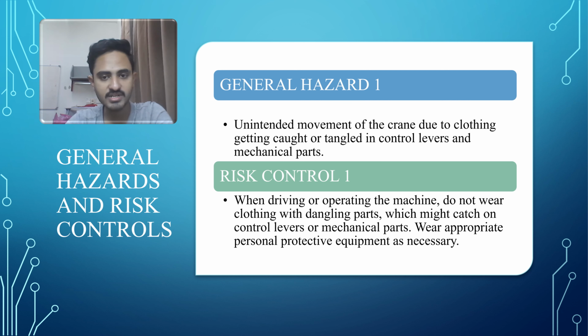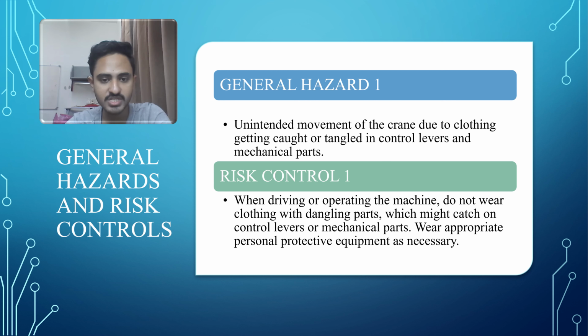The general hazard refers to a hazard which might happen very often, and the first general hazard is unintended movement of the crane due to clothing getting caught or tangled in the control levers and mechanical parts. This scenario might happen if we leave loose clothes or something else that might get caught in the mechanical parts or the control levers. In order to control the risk, we should take risk control measures.